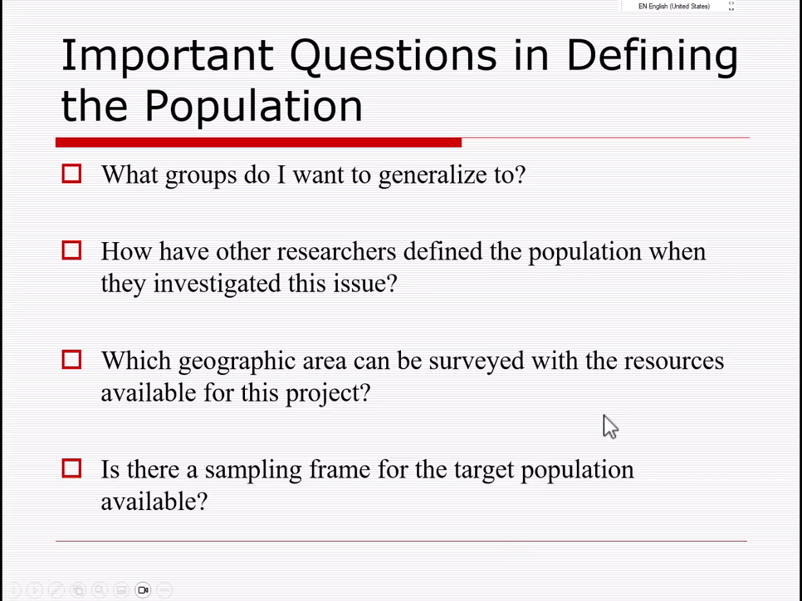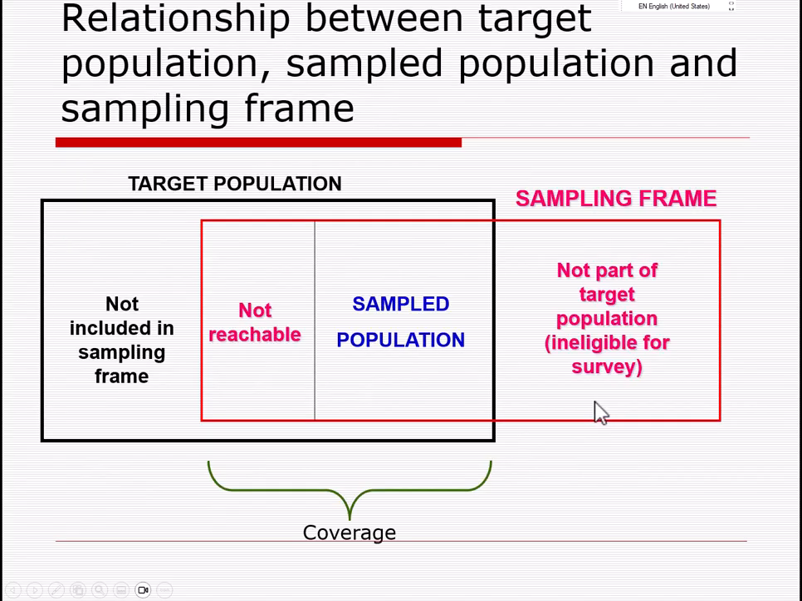So for the target population, is it possible to get a list of members of that population? So this is a diagram that represents the relationship between target population, which is everyone you wish to generalize to, the sampled population, those that are actually reachable given your sampling frame. The sampling frame is the list of people that you have.